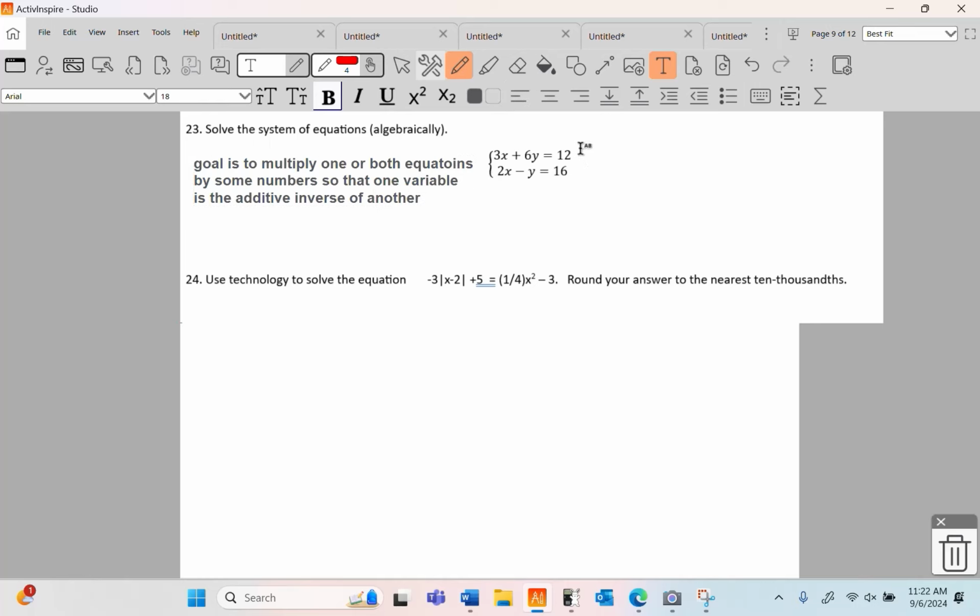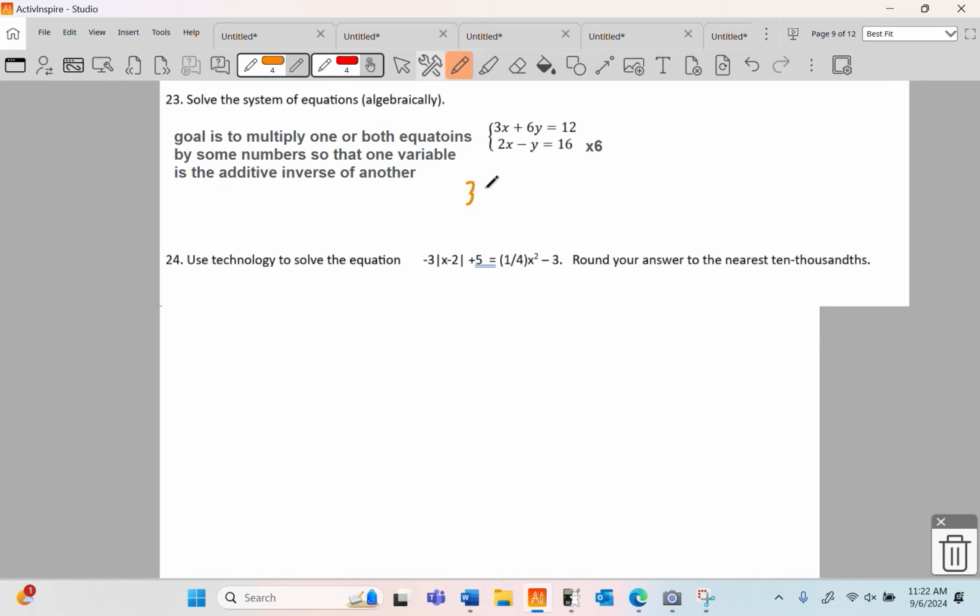So glancing at this one, I think what I'm going to do is take the bottom one and times it by 6. I was actually looking at y. So I'm going to leave the top one alone. And you can do this any way you want. You can play with both equations if you want. You could have doubled the top and tripled the bottom and done it for x. It's up to you. Nobody's saying that. But I'm going to multiply the bottom one by 6.